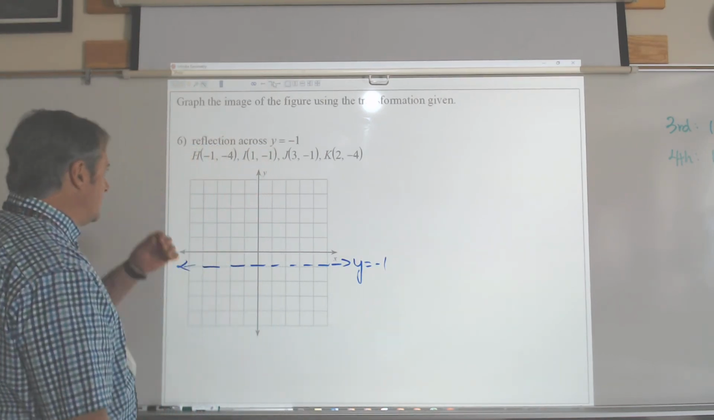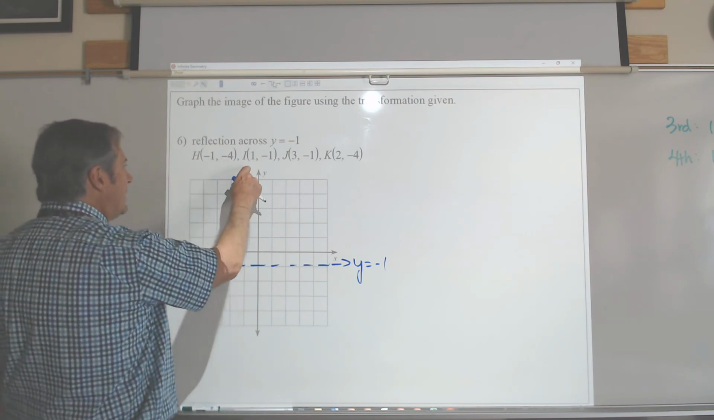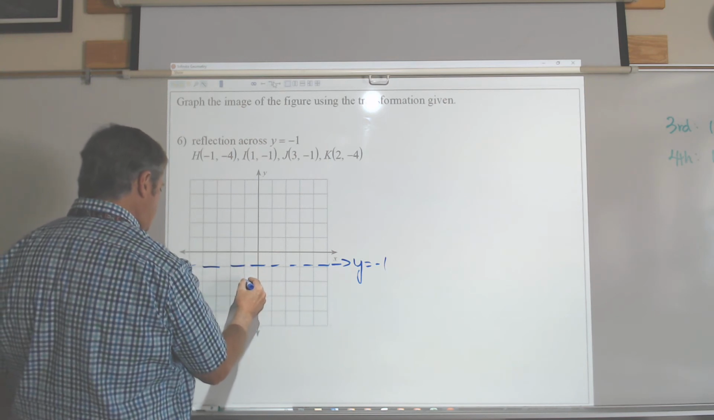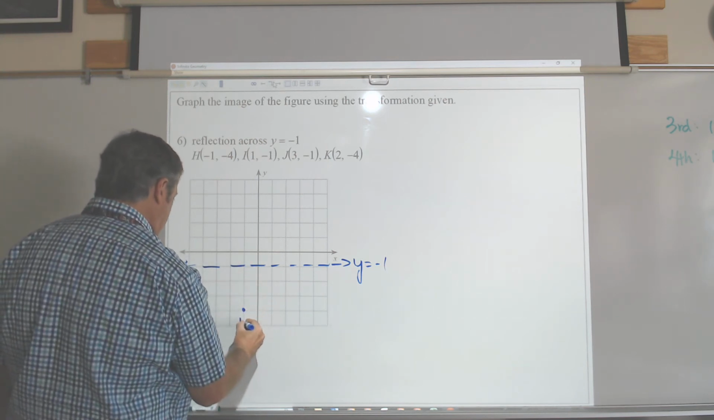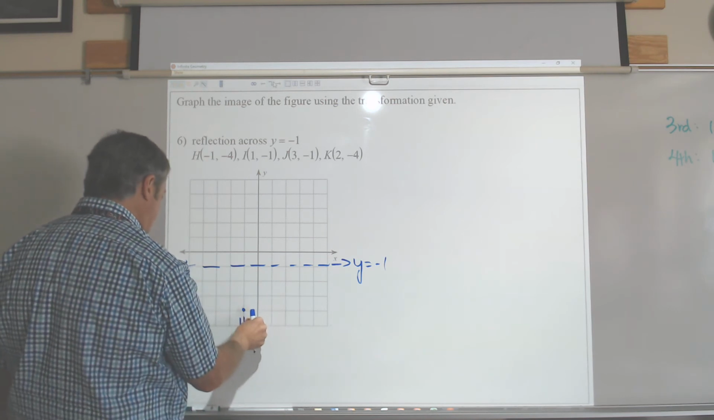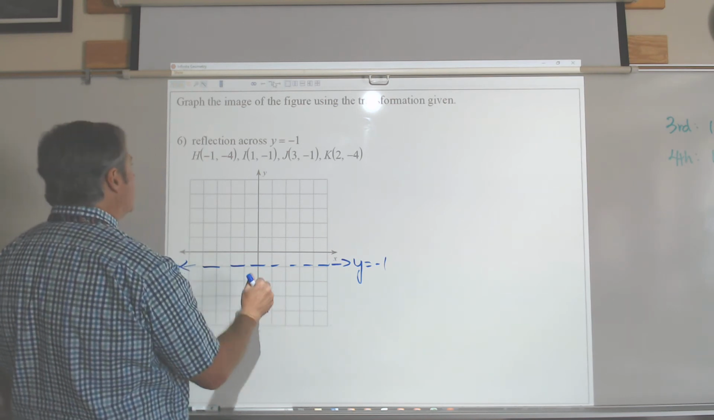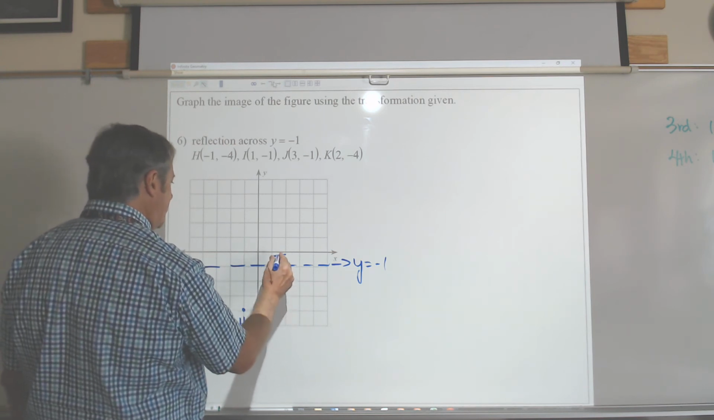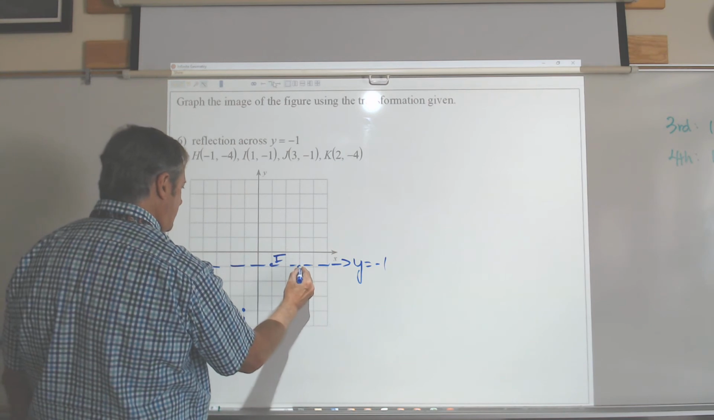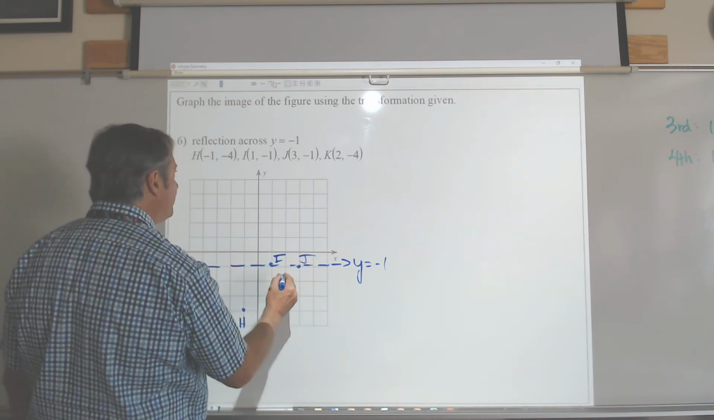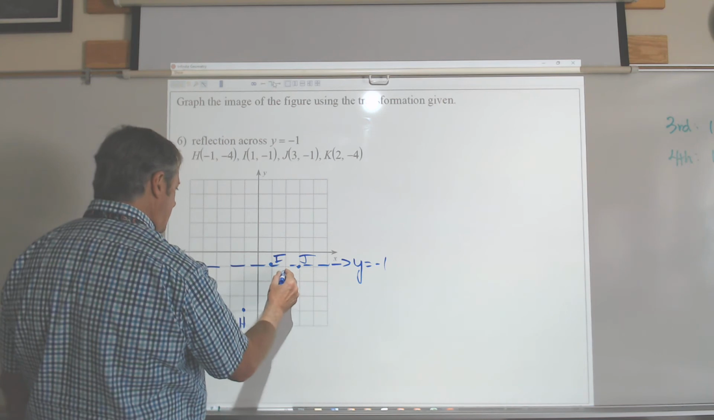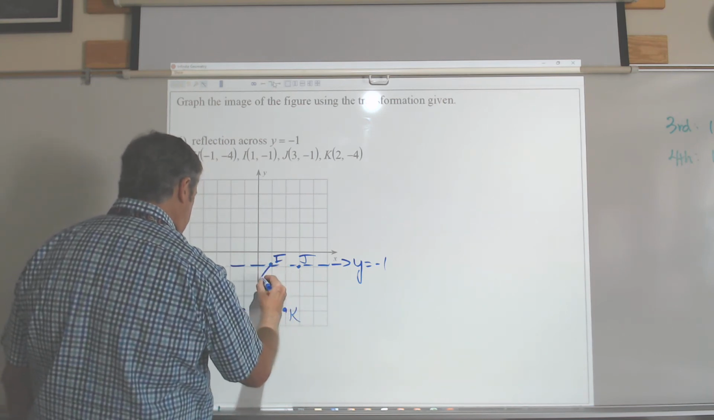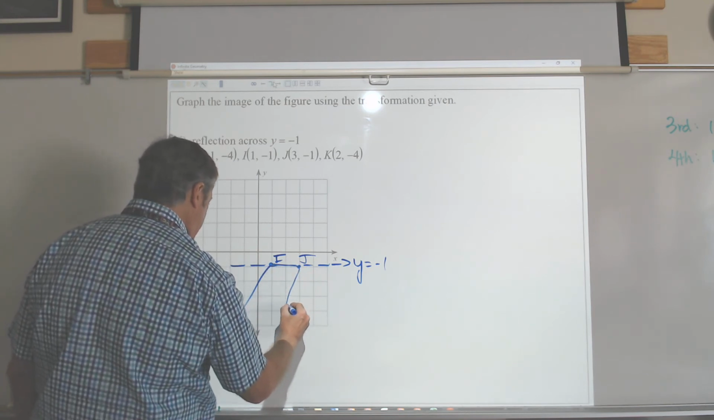All right, let's put in the original pre-image, HIJK. H is negative 1, 2. So there's H. Whoops, not H prime, just H. I is 1, negative 1. J is 3, negative 1. And K is 2, negative 4. Okay, so here's our pre-image.